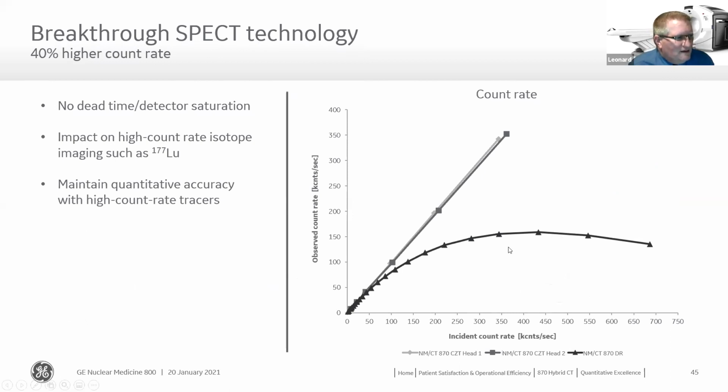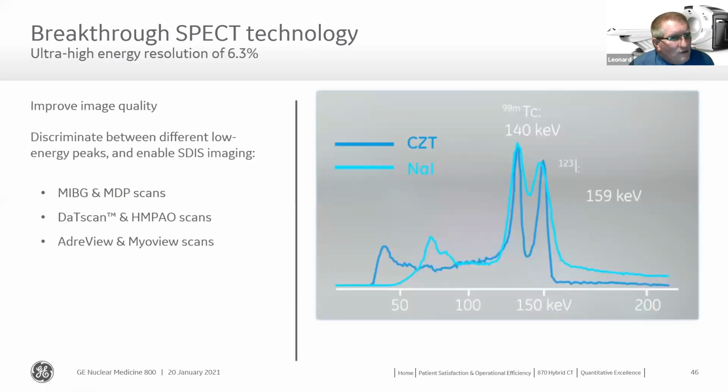So more activity will not lead to a better image. With the CZT detectors, any increase in the actual activity being produced from any given area does not affect the actual CZT crystals themselves. And we also get a better response here in terms of energy resolution on the system.